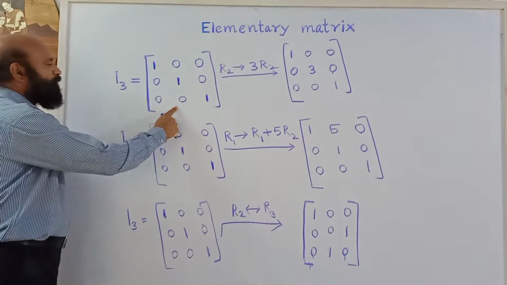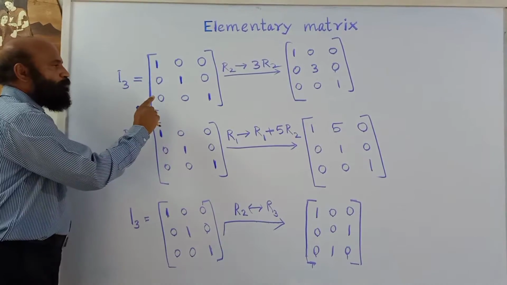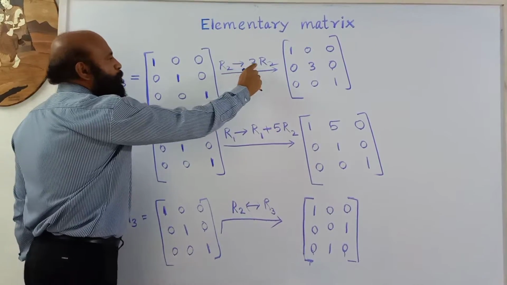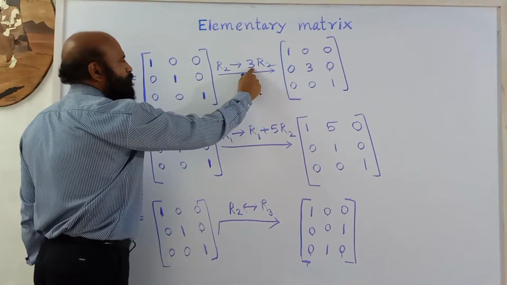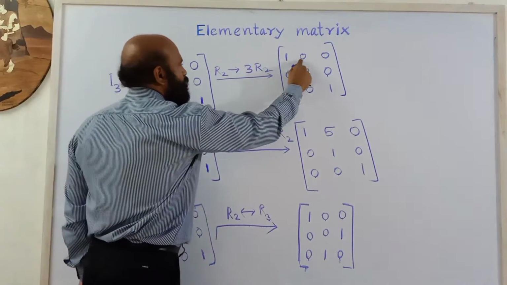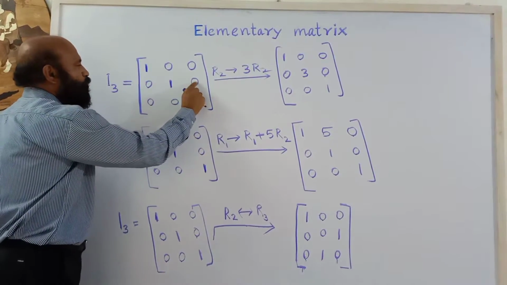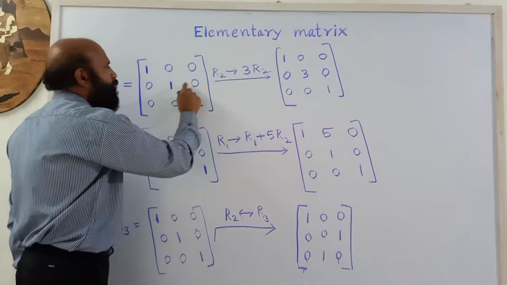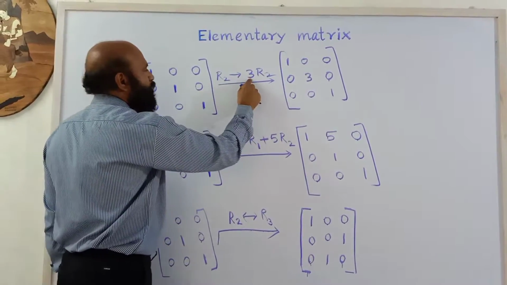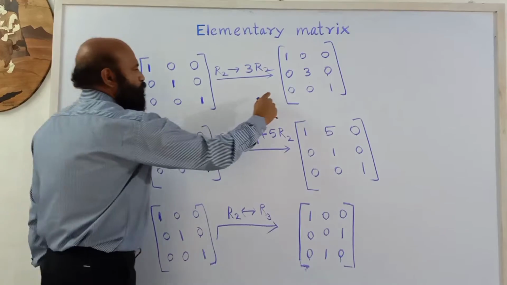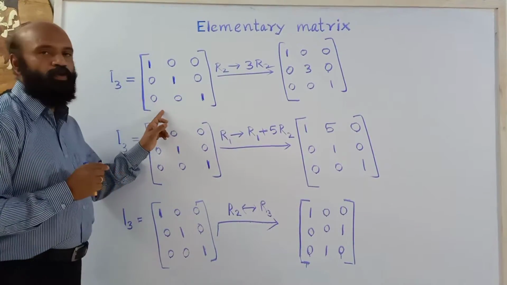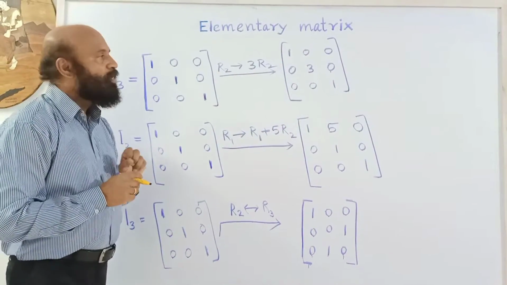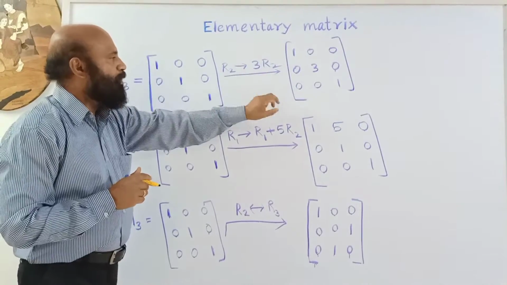So this is an identity matrix of order 3. Perform only one elementary transformation. The second row is obtained by multiplying the elements of the second row by 3. So first row, there is no change: 1, 0, 0. Elements of the second row you multiply by 3. So 0 into 3, 0; 1 into 3, 3; 0 into 3, 0. Third row, there is no change. So we have performed only one elementary transformation. You are getting this matrix from the identity matrix. So this is what is known as an elementary matrix.